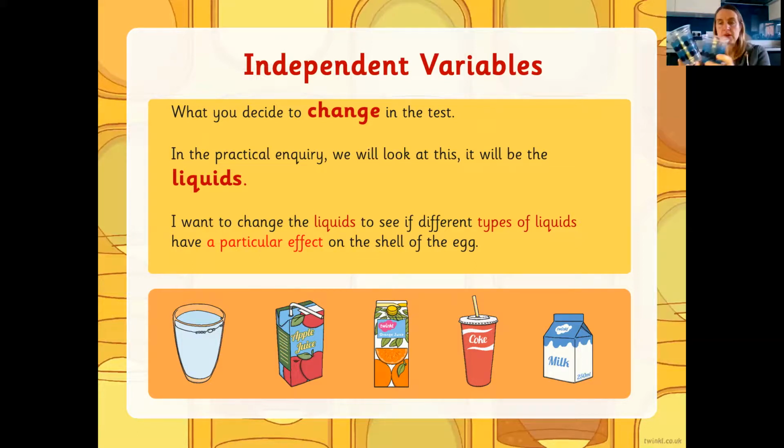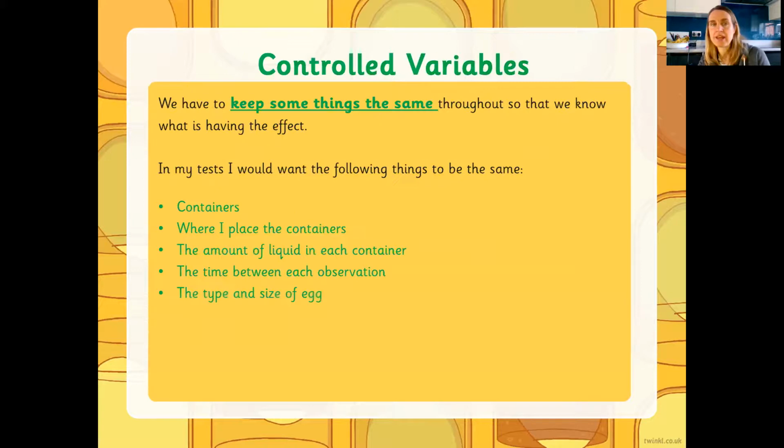So what is the thing that we are going to be changing each time? So I've got 6 cups, I'm putting an egg in each cup, but what is the thing that is going to change? That's right, the thing that is going to change is the liquid that we're putting in. In each cup, we are putting a different liquid. That's the thing we are changing. So if that's the thing that we are changing, what are the things that we are keeping the same? That's our controlled variable.